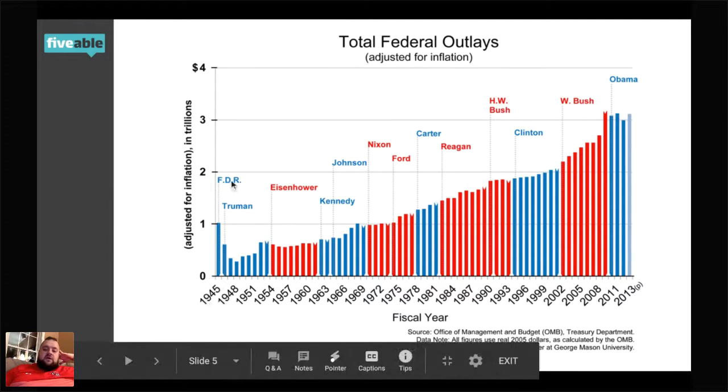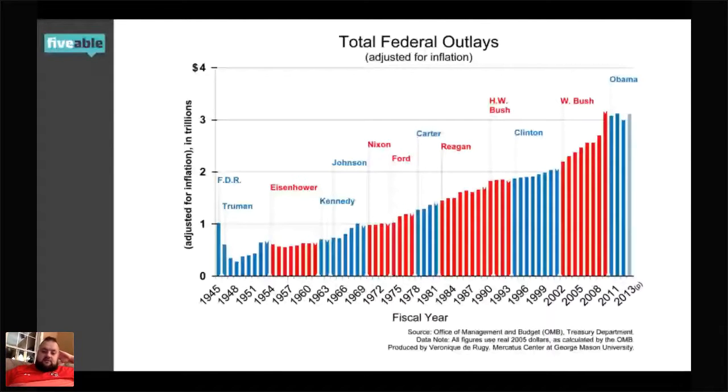When we look at FDR, here are all the presidents, and they're red and blue because it's Democrat and Republican. Why do you think FDR's is so much higher and then it shrinks? Because that's kind of like an abnormality in the graph. Why do you think that it is so high and then it shrinks for FDR? Thoughts?